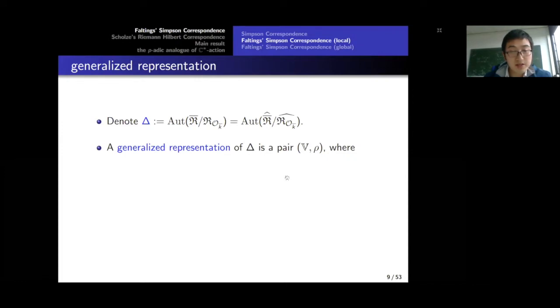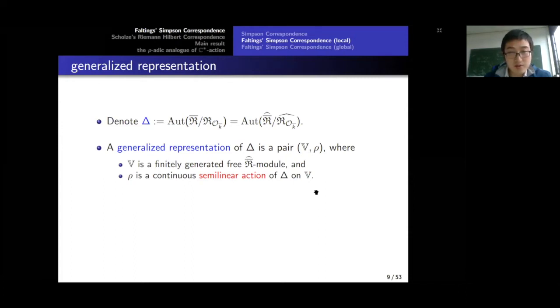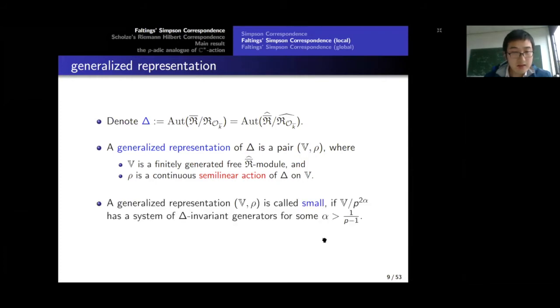A generalized representation of Γ is a pair (V, ρ), where V is a finitely generated free R bar hat module, and ρ is a continuous semilinear action of Γ on this module V. A generalized representation is called small if V modulo 2α has a system of Γ-invariant generators for some α greater than 1/(p-1).